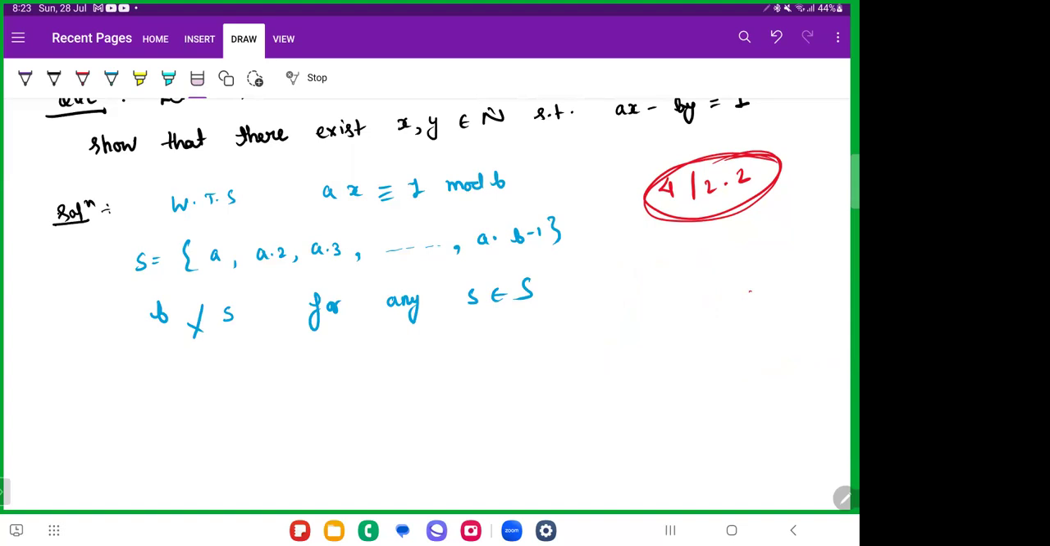Since we are going A into 1, A into 2, A into 3, therefore all the 1, 2, 3 are obviously less than B, and we will only be able to divide it if 2 is less than 4. 2 is less than 4, but 4 is dividing 2 dot 2. This is the simple case.